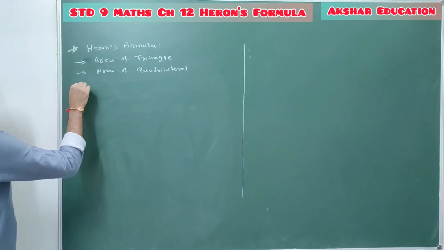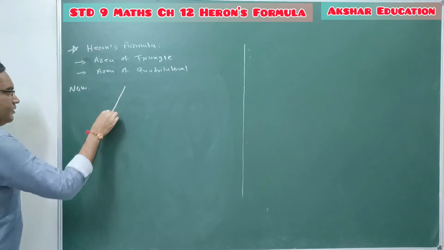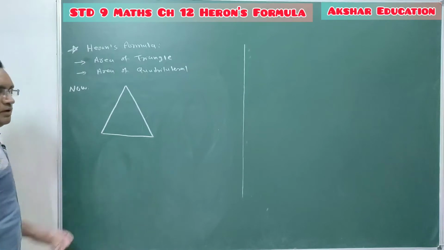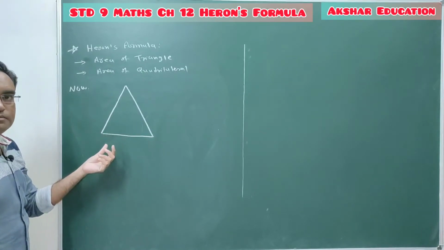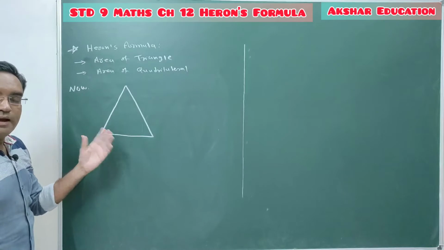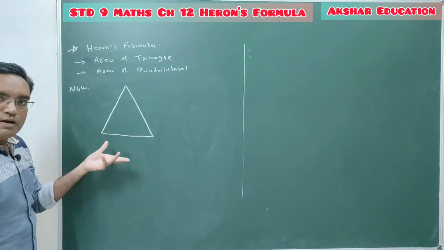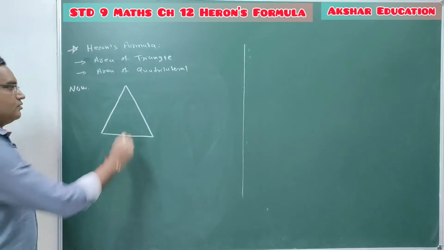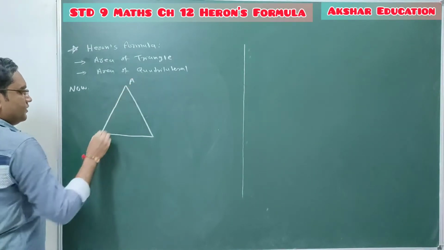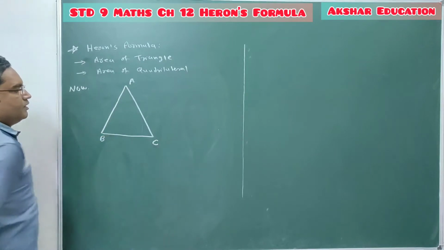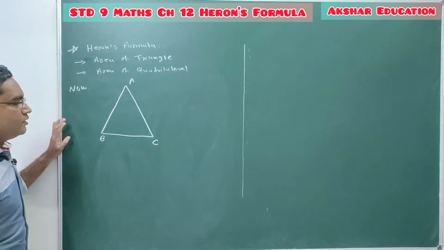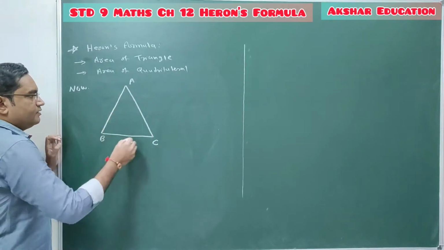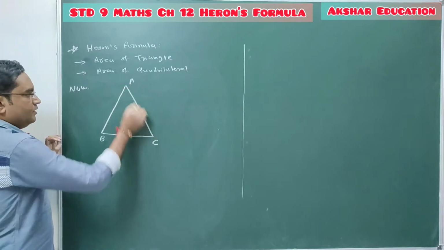For Heron's formula, consider one triangle ABC. This triangle can be of any type. Any type means it can be an acute angle triangle, obtuse angle triangle, right angle triangle, isosceles triangle, or equilateral triangle. You can take any type of triangle. So consider the triangle ABC. In a triangle, a total of 3 sides are there. For this triangle ABC, the 3 sides are AB, BC and AC.